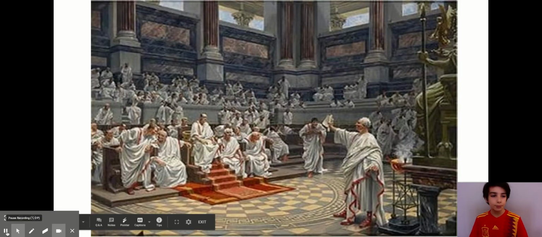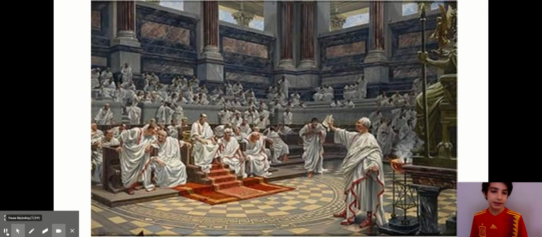Roman government. People in Rome were divided into different classes. There were plebeians, patricians, and slaves. Patricians were wealthy Roman citizens, and they lived in very big Roman houses. They used slaves to do all their work.